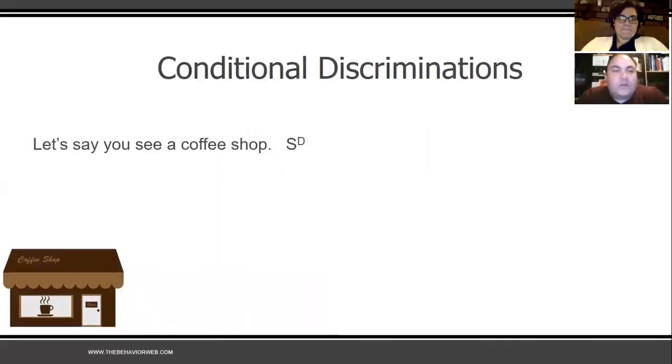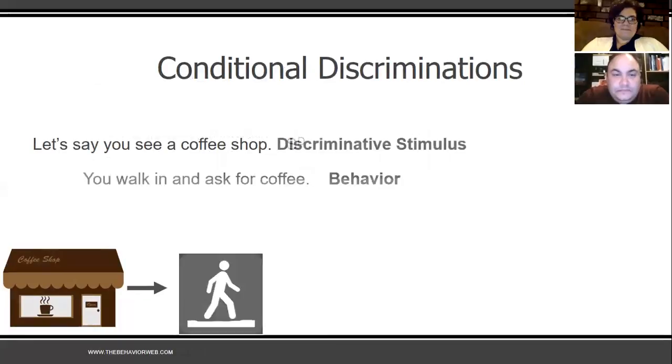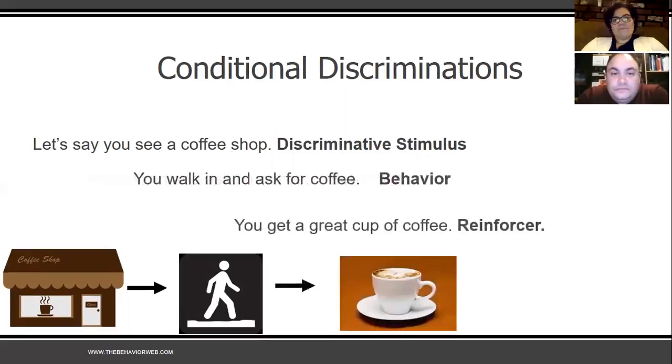So let's say you're walking down the street and you see a coffee shop. Let's call that an SD to start. You walk in and you ask for coffee. Both of those things are behavior. And as a result, you get a great cup of coffee. That's a reinforcer for that behavior in the presence of that discriminative stimulus.